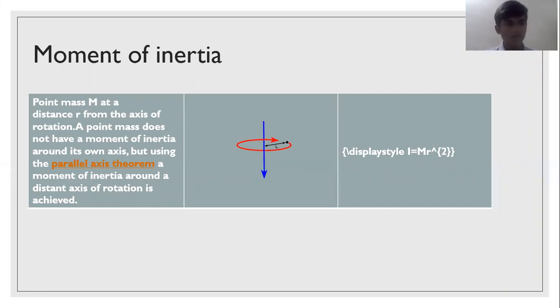Moment of inertia and the parallel axis theorem. A point mass m at a distance r from the axis of rotation. A point mass does not have a moment of inertia around its own axis, but using the parallel axis theorem, a moment of inertia around a distant axis of rotation is achieved. This is how the parallel axis theorem achieves a rotation. I is equal to mr square.